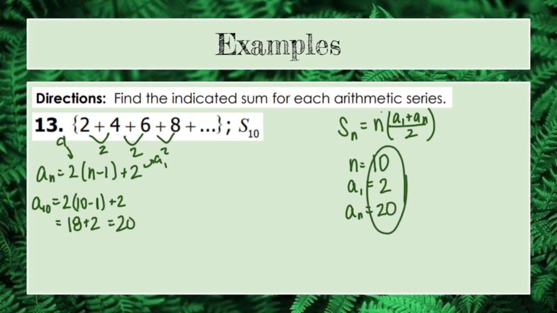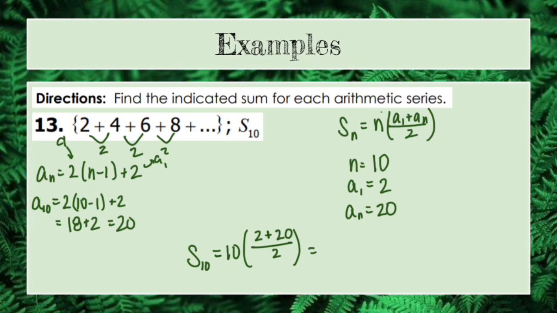And now we have all three pieces to make our equation to find the sum. So S10, the sum base 10, is equal to 10 times A1 plus AN divided by 2. So 20 plus 2 is 22. And then divide that by 2 is 11. So this is equal to 10 times 11, which is 110. And that is the answer that we are looking for.